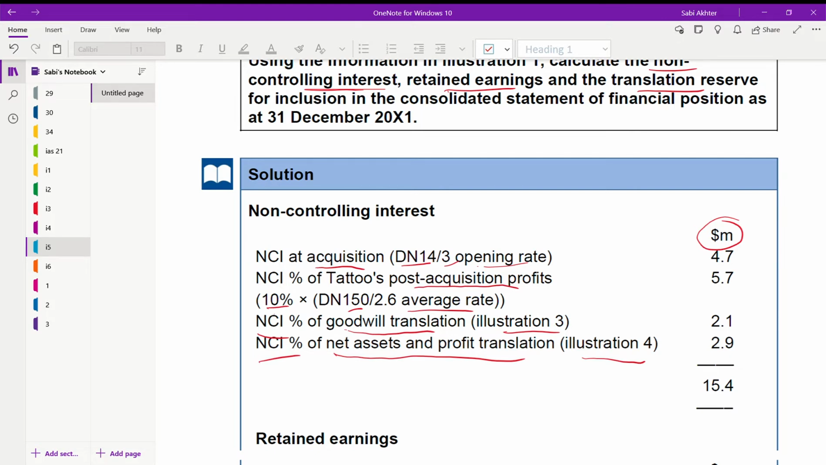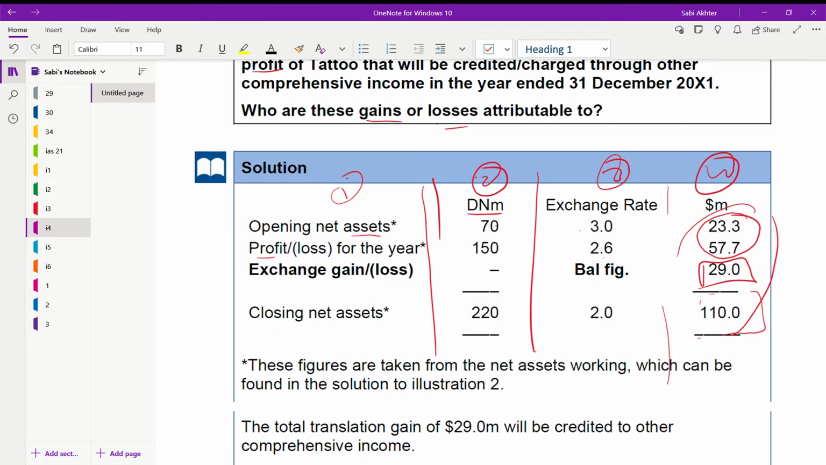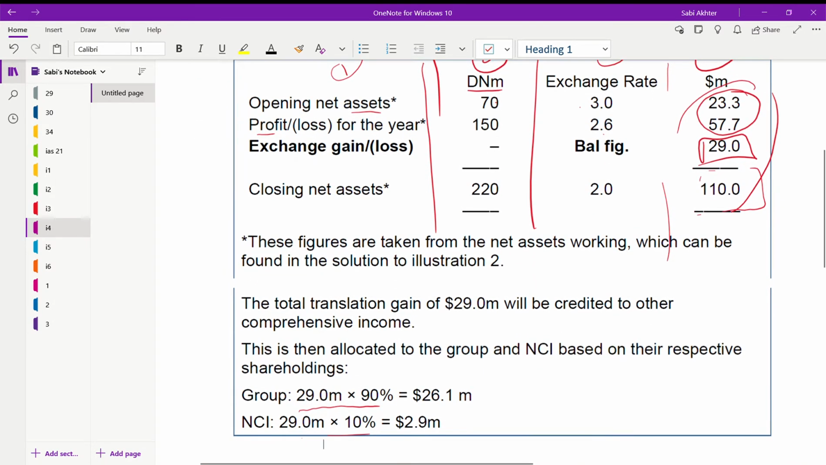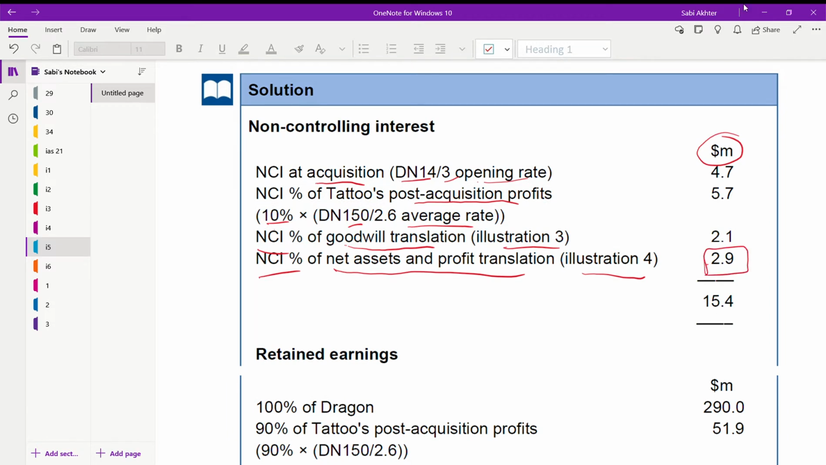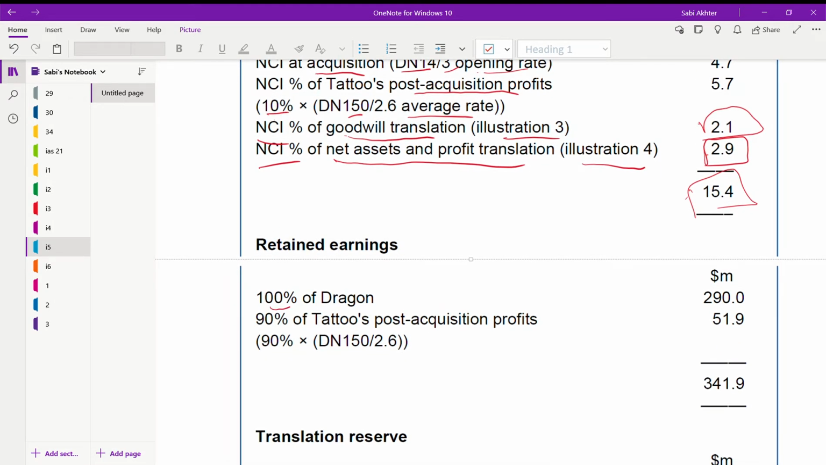Okay, if you want to see here, you see 29 for net asset. So if you take 10%, it will be 2.9, and 21 for goodwill, 10%, 2.1. You have to add, and 15.4. Now coming to the retained earnings. Retained earnings, you have to take 100% of the parent and 90% of the subsidiary's post acquisition profit. That means from this 150, you have to first divide it by 2.6, the average rate, and then take 90%.